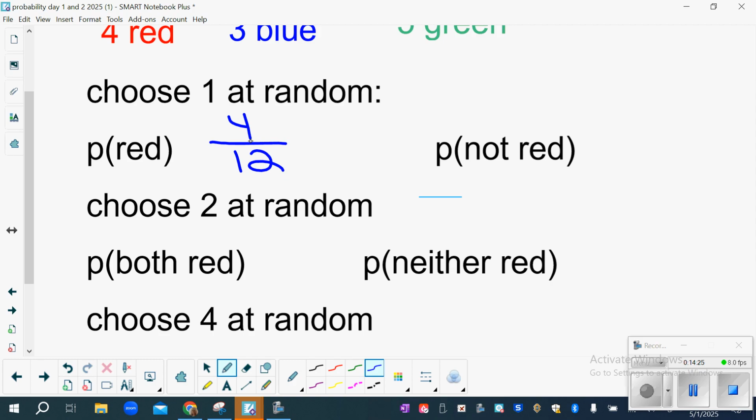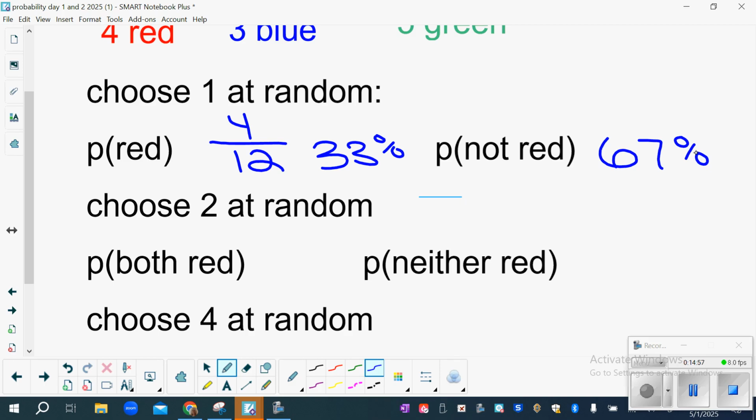So I'm going to show you 2 ways of doing this problem really quickly. 4 divided by 12. I'm going to get 33%. Not red? Guess what? I don't have to do any math. It's the opposite. And they always add up to 100%. So this has to be 67%. Does that make sense? So if red is 33%, not red is 67%.